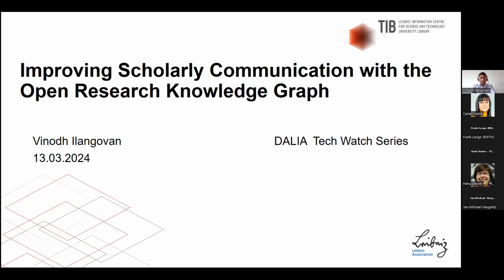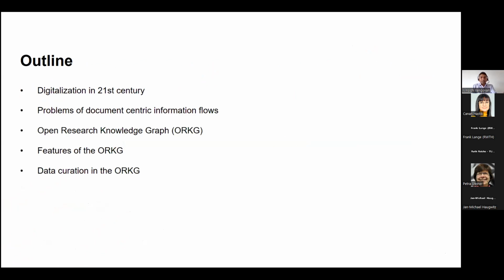Yeah, so I'm going to talk about how we can improve scholarly communication in general using the Open Research Knowledge Graph. To give an outline, I'll briefly talk about how digitalization is affecting us currently, what the problems with document-centric information flows are, and briefly about the Open Research Knowledge Graph. I will show you features of the Open Research Knowledge Graph, and also how we do data curation within it.